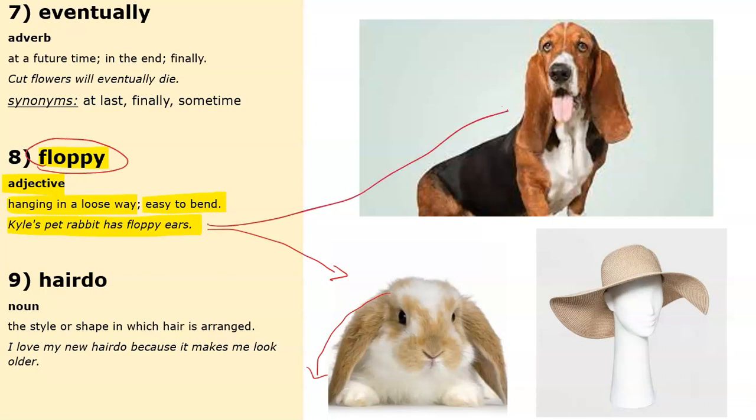The same is true for this dog here. This dog's ears are hanging down a little bit loose, so they are floppy. I can say the dog has floppy ears, or the rabbit has floppy ears. Another thing we can describe as being floppy is this hat. This kind of hat that's very large and loose here, we can call it floppy. We can bend it down very easily, and it looks very loose.